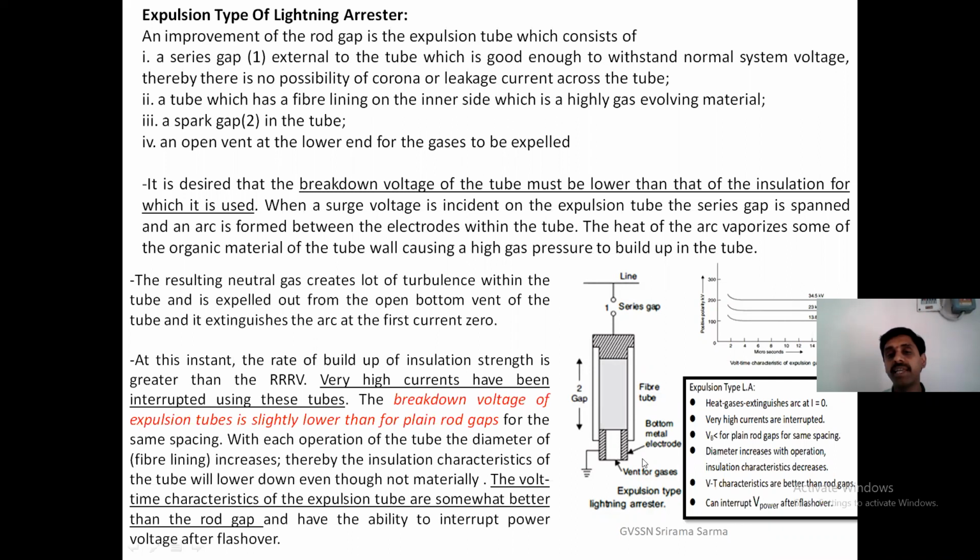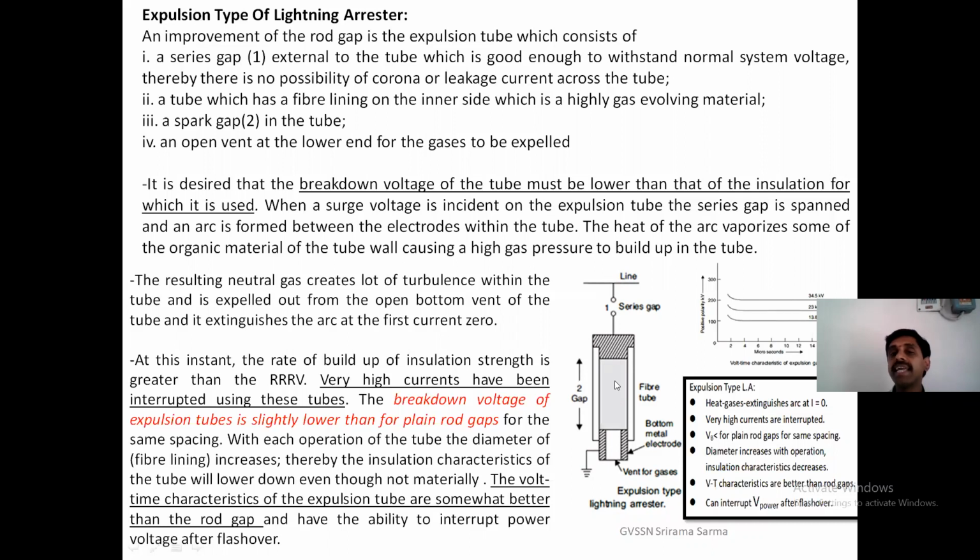So let us see the operation. It is desired that the breakdown voltage of the tube must be lower than that of the insulation for which it is used. That means before the insulation breaks down by flashover, the tube should break down, that means it should conduct. Definitely its breakdown voltage is less than the insulation strength. So when the surge voltage is incident on the expulsion tube, on the series gap, then the series gap is spanned. An arc is formed between the electrodes within the tube.